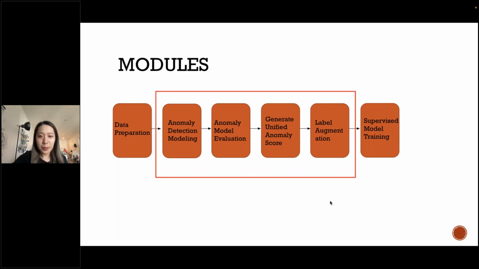The middle four parts, anomaly detection modeling, anomaly model evaluation, generating the unified anomaly score, and label augmentation, altogether I gave a name: the ensemble stacking algorithm.